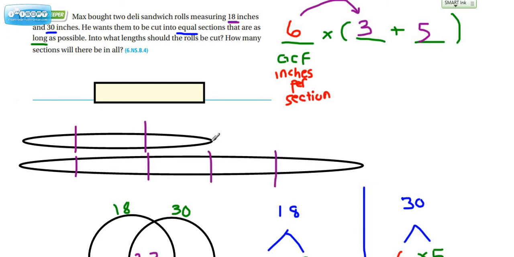Now let's look carefully at what the question is asking. It says, into what length should the rolls be cut? Well, we have that number right here. Each roll should be cut into 6-inch sections. And then we need to know how many sections will there be in all. Well, we have 3 sections here. We have 5 sections here. They really want you to add these two to come up with the total sections. So the only thing left you have to do is find the sum of 3 plus 5 and put it on the answer space along with the word sections. All right, good luck finishing that up.